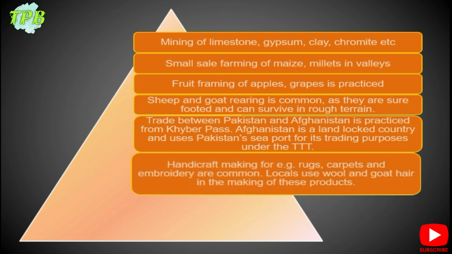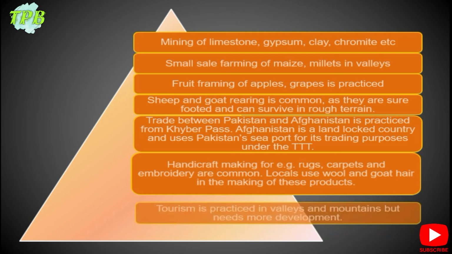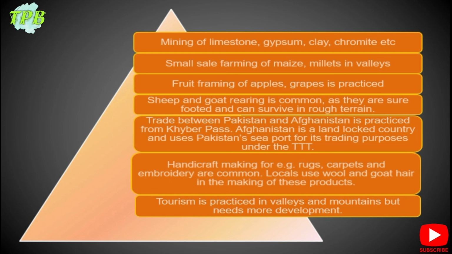The locals of Western Mountains practice handicraft making, for example, rugs, carpets and embroidery. They use wool and goat hair in the making of these products, which is a very sustainable way of production. Apart from that, tourism is practiced in valleys and mountains, but it still needs a lot of development from the government.